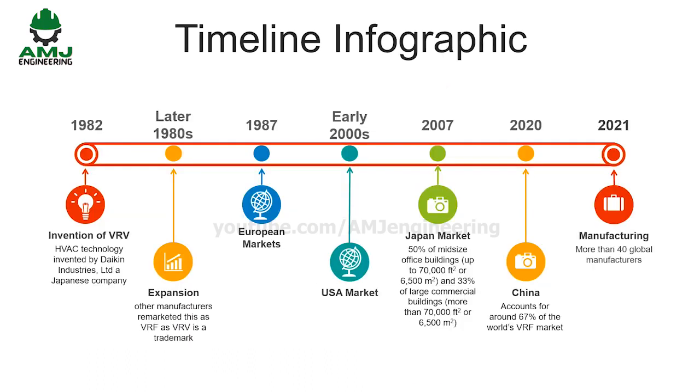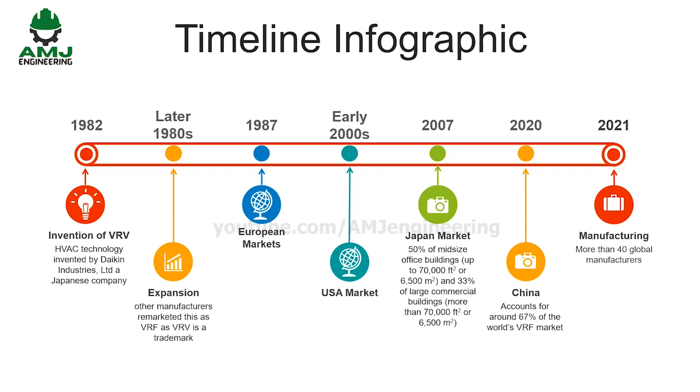Here is a timeline graph showing the growth of VRF systems. So, in 1982, Daikin invented this technology. Later in the 1980s, other manufacturers entered this business and remarketed it as VRF, because VRV is a trademark of Daikin. This technology reached Europe by 1987 and USA markets by the early 2000s.